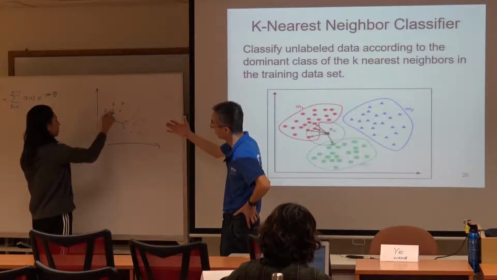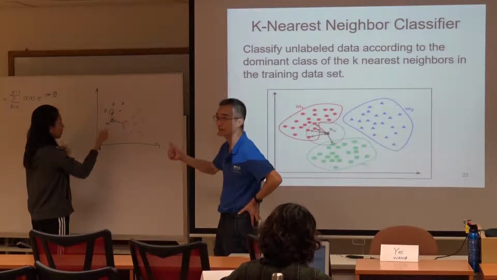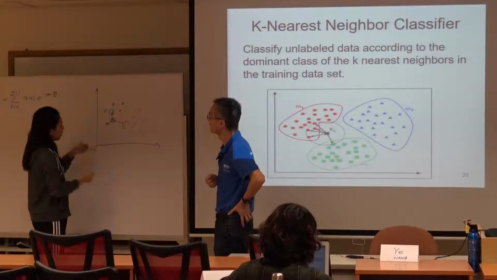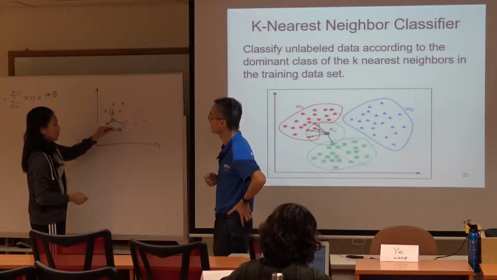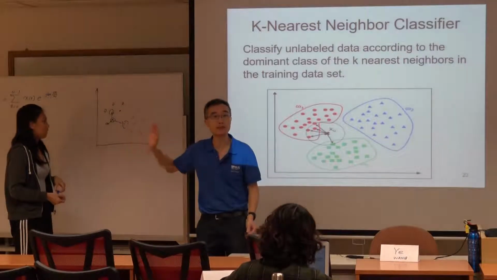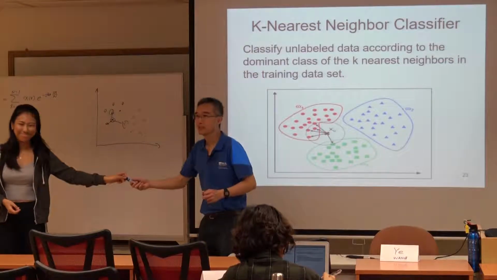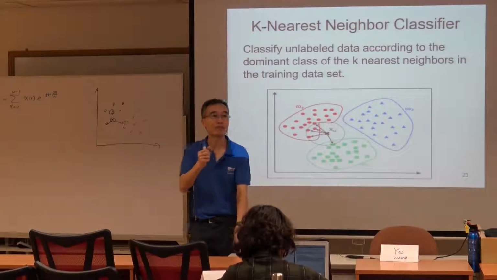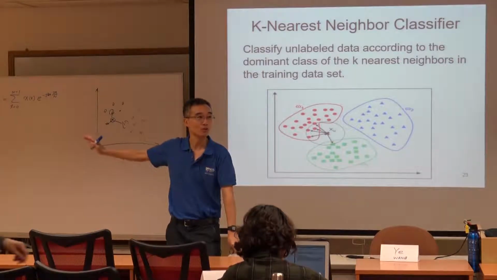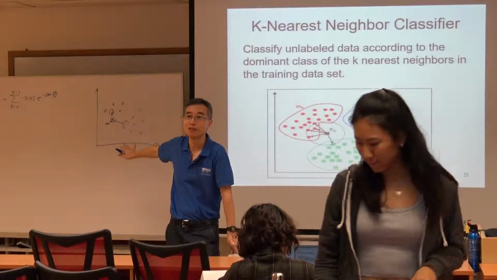This will be classified as this black cluster because there are two of those and one of them. Very nice. So is that clear to everybody? This idea is extremely simple. Thank you. Now I have a follow-up question. Do you see any problems with this particular approach?